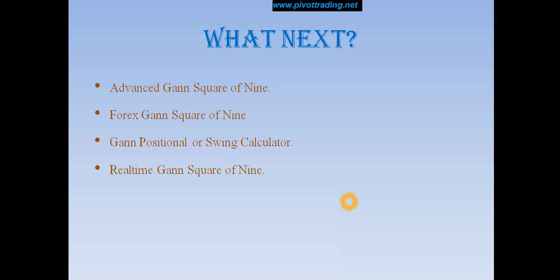So this forex Gann square of 9 is specifically designed for forex calculations. We will look in some other presentation at how we can leverage this particular calculator. Then there is again a positional or swing calculator, which will provide the positional or swing levels. We will cover the positional calculator in some other session. And then there is a real-time Gann square of 9, which I will show you right away how you can benefit from.